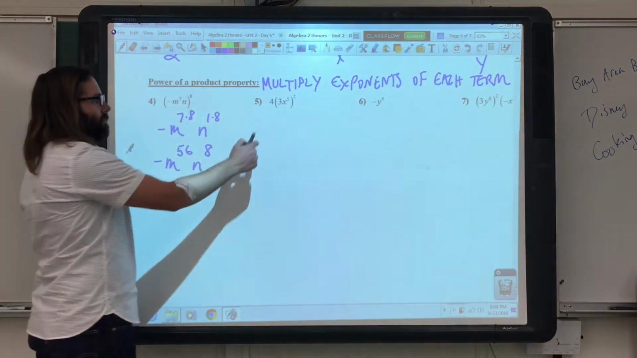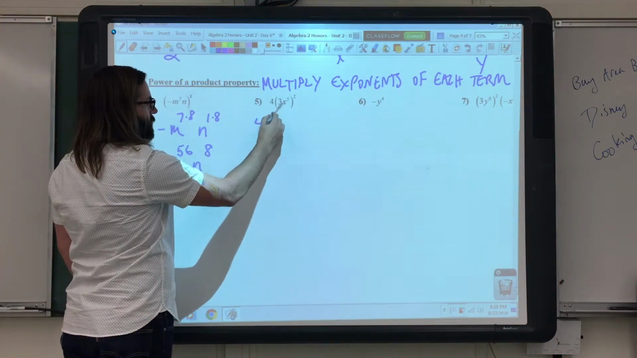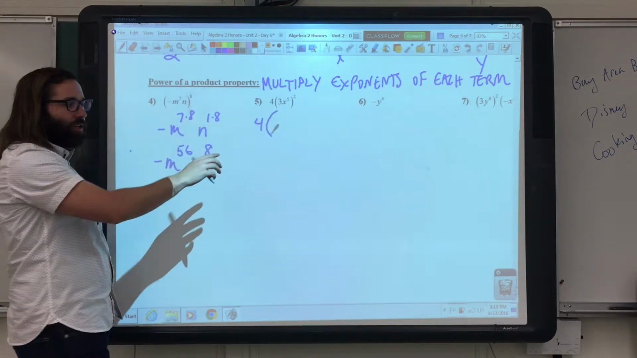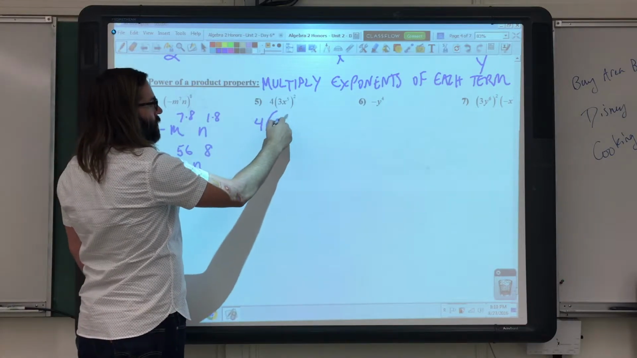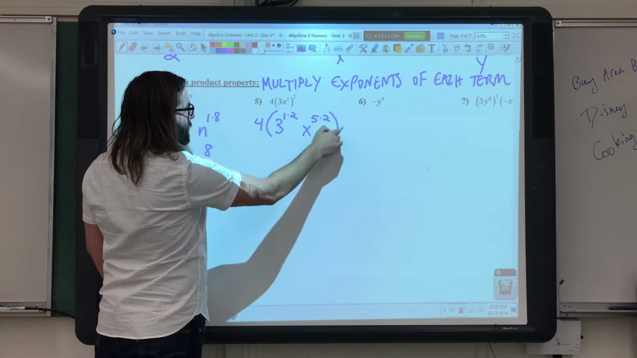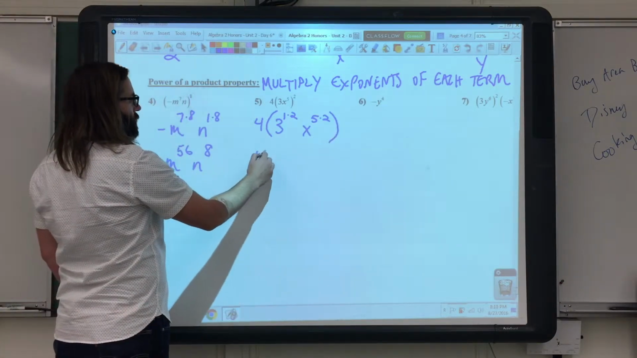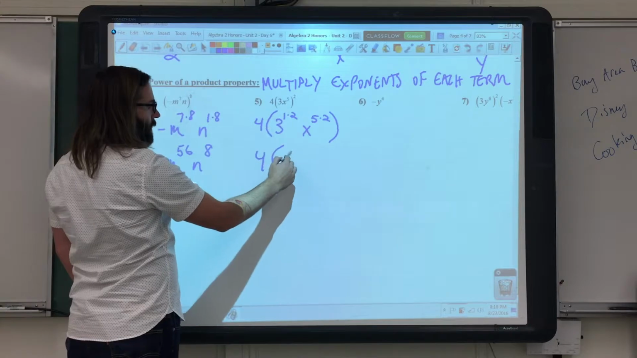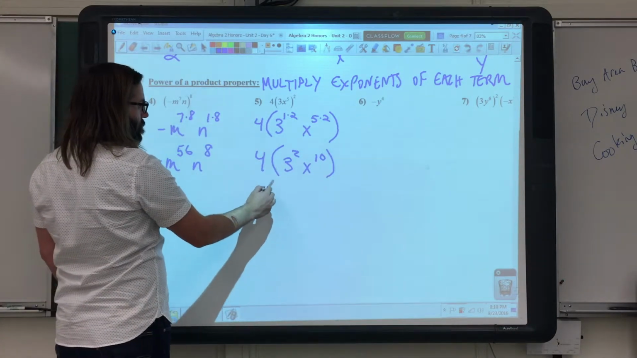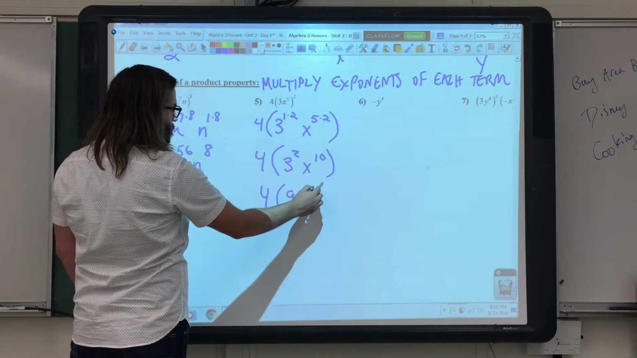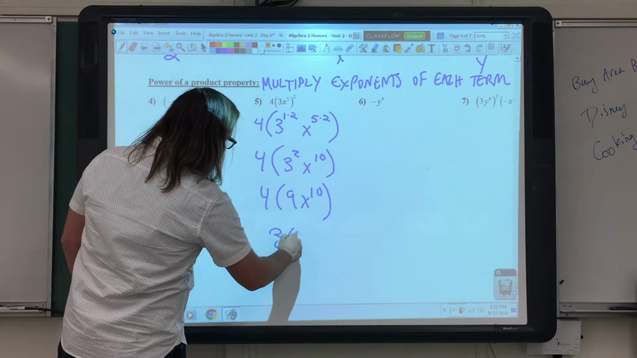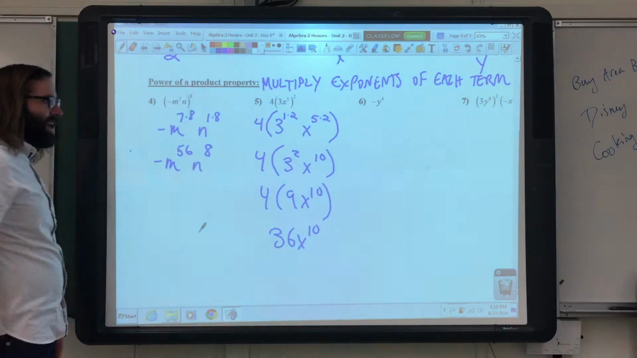All right, we look at 5. This 4 is not in there, so we'll leave it out. This is really, okay, we have to multiply the exponent of each term in here. So 3 to the 1 times 2, x to the 5 times 2. This is really 3 squared times x to the 10th. A little more simplification, last step, 36x to the 10th.